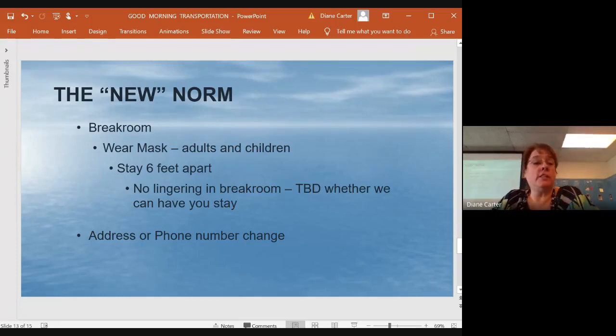The biggest part is just keeping that distance, and the socializing will have to be kept to a minimum. We've always had a group of people that have kind of hung out here between routes, and we can have up to a certain number of people in here. After that, we wouldn't be able to allow you to just hang out here. So we'll see what that number is once I figure out how many people can safely stay in here, still keep their 6-foot distance and sit at the tables.